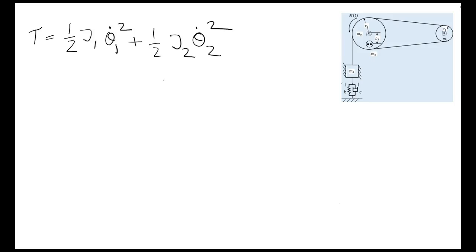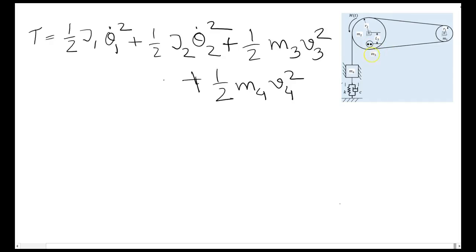Start with kinetic energy. Since pulley 1 and pulley 2 will only rotate, we'll have only rotational kinetic energy for these two pulleys. So we can write half J1, which is the mass moment of inertia for the first pulley, J2 is the mass moment of inertia for the second pulley. So the expression becomes half J1 theta 1 dot squared plus half J2 theta 2 dot squared.